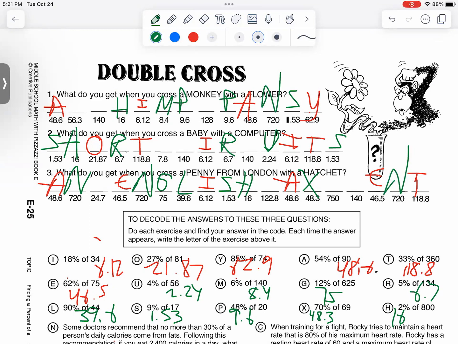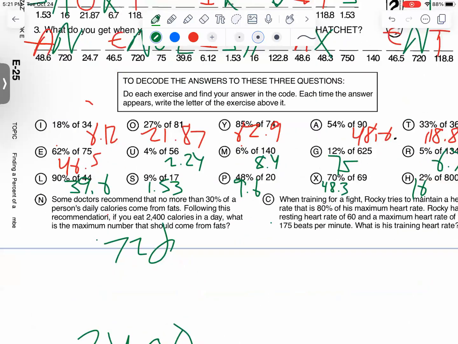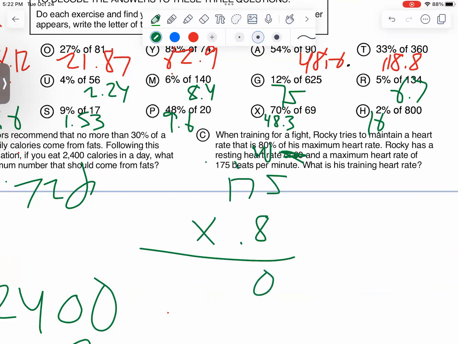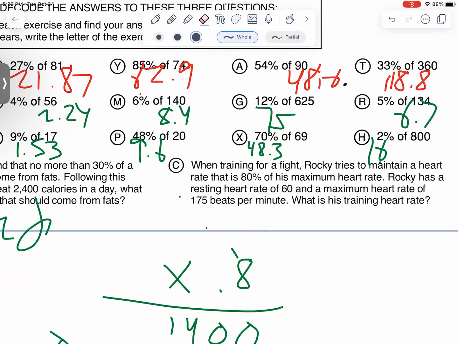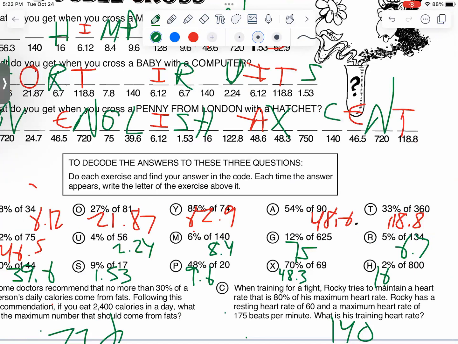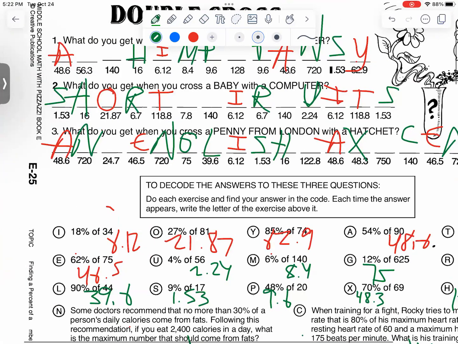All right, and I can guess that the last one's going to be 140 actually. All right, now this one has a distractor number in it. When training for a fight, Rocky tries to maintain a heart rate that's 80% of his maximum. He has a resting heart rate of 60 and a maximum heart rate of 175. So that 60 is not needed. What's his training heart rate? Well, it's 80% or 0.8 times 175. So it's going to be 40, 56, 60. 8 times 1 is 8, and 6 is 14. So indeed it is 140 is his training heart rate. So for C, we're going to have 140.